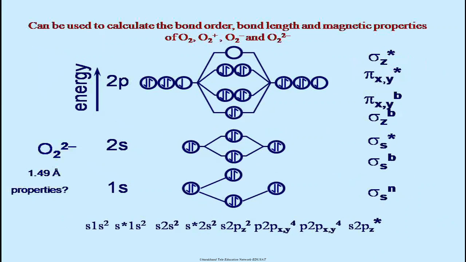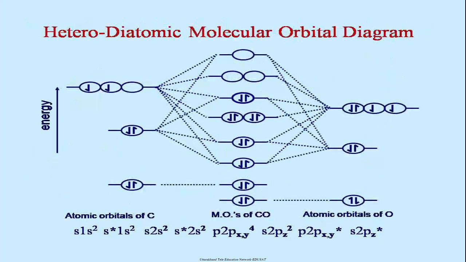Here, this is the energy diagram for the oxygen molecule. The electrons are getting filled following Hund's rule and the Pauli exclusion principle. And this electronic configuration can also be used to calculate the bond order, bond length, and magnetic properties of the oxygen molecule and oxygen ion. The dianion of oxygen can also be calculated from this electronic configuration.